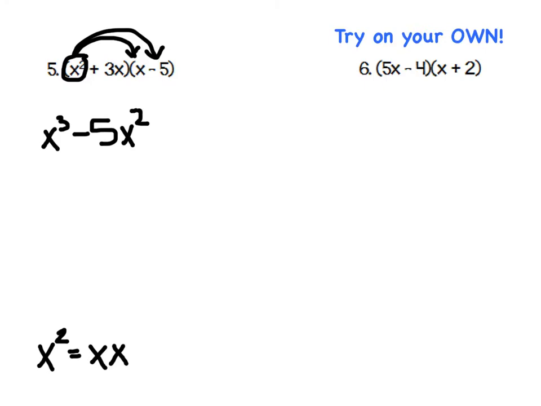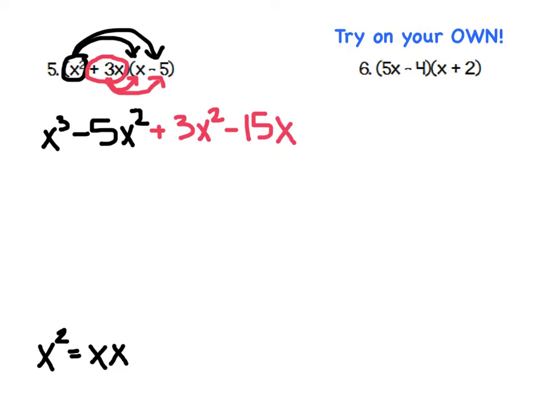Alright, now I have to distribute the next thing, which is the positive 3x. Positive 3x times x, well, that's positive 3. There's 2 x's, so that's x squared. And finally, positive 3x times negative 5. Well, 3 times negative 5 is negative 15, and I still have that 1x.